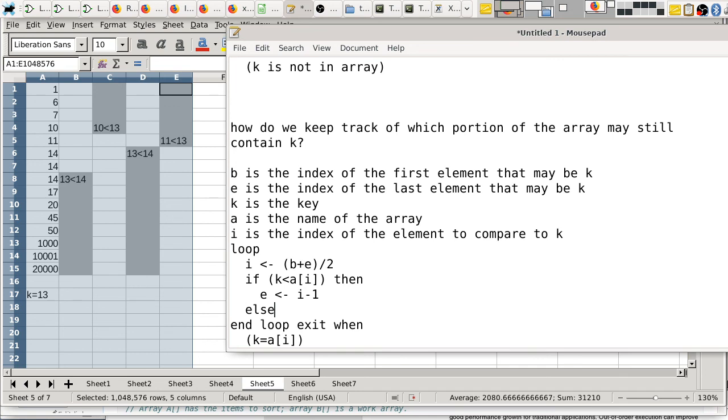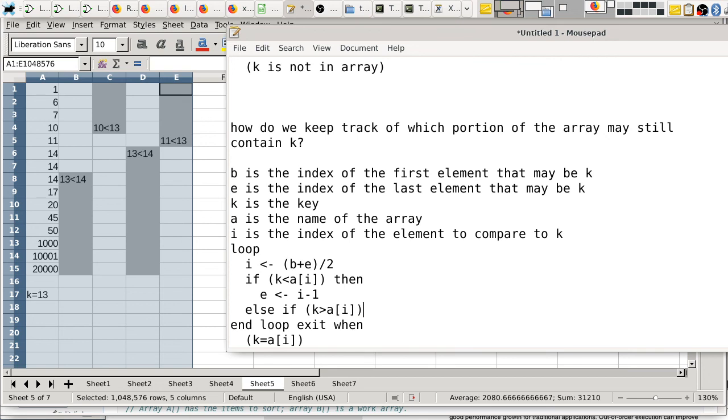What about the other comparisons? In other words, I'm asking, what about after this comparison? Did I move B or did I move E after the second comparison? We're moving B in that case because the element of row 4 and every element before that cannot be K. So in other words, the index of the first element of the array that may contain K is now row 5. But what is the condition that led to that action? It's K being greater than A bracket I. K is 13. 13 is greater than the element that I is pointing to.